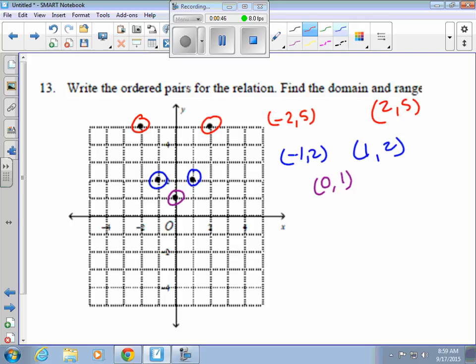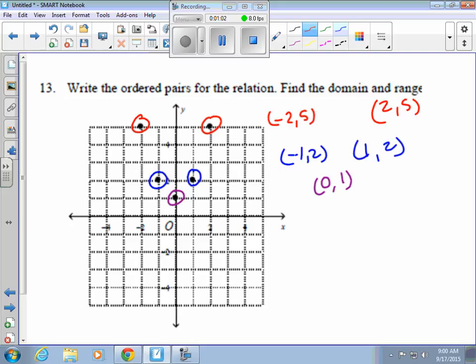Notice something about each of those ordered pairs. All of the y values are the same. The blue ones, the y values are the same. The red ones, the y values are the same. And then the vertex is down at the bottom. That's what I mentioned to you guys yesterday about having that line of symmetry.